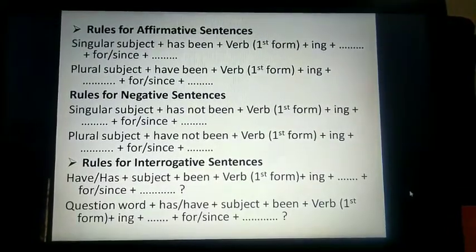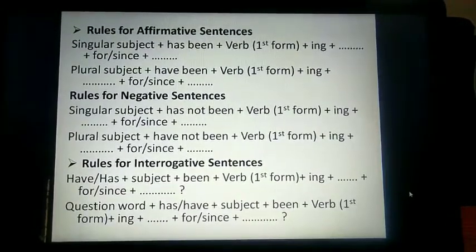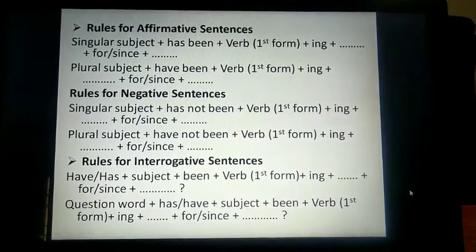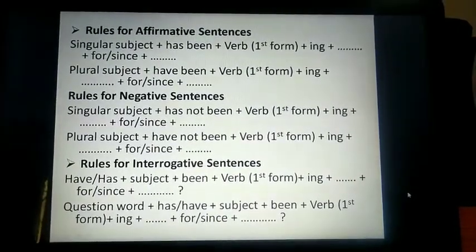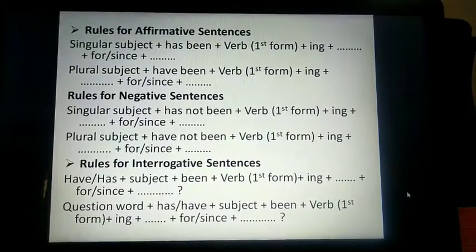With this, we come to the end of the explanation of present tense. In the next video, I will be taking up past tense and future tense.